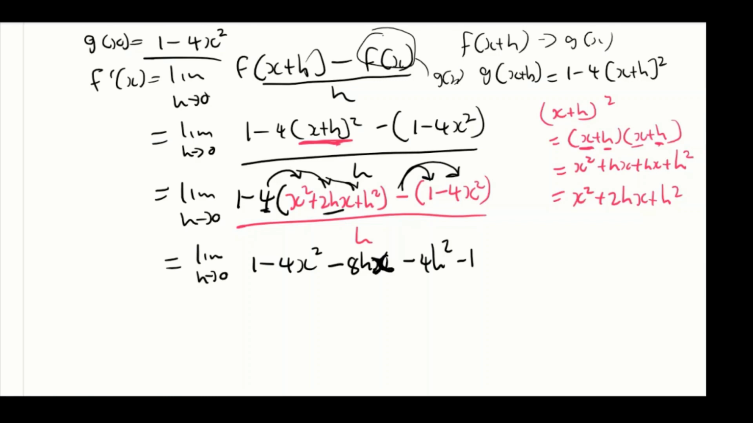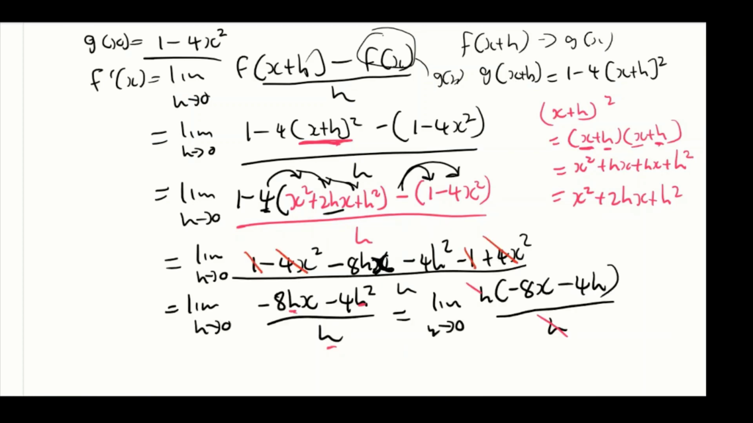So the limit when h approaches 0, the 1 will go away with this one, the 4x squared goes away with that one, so we'll remain with minus 8hx minus 4h squared divided by h, which is equal to the limit when h approaches 0. So we're going to factorize this h so that we cancel out with this one. So we say h outside, minus 8x minus 4h, divided by h, then the h cancels out, and we are left with the limit when h approaches 0 of minus 8x minus 4h.